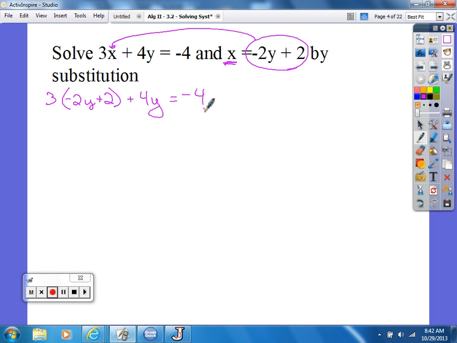So substituting in, I replace the x completely with something else. And at this point, can you solve that for the letter y? Okay. And first thing I'm going to need to do is what property? Distribute it. So if I distribute that 3, negative 6y plus 6 plus 4y equals negative 4. What's negative 6y plus 4y? Negative 2y. I'm going to subtract 6.